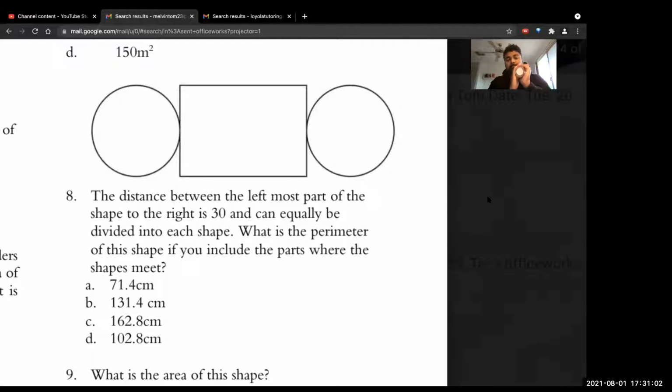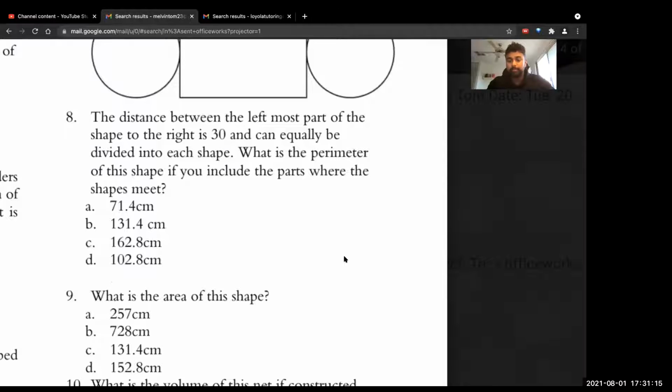Pi r squared times height. Perfect. The reason it is pi r squared times height is because the area of a circle is pi r squared, and then you multiply by the height. Do you understand? Good job, Nibana. Area times height.